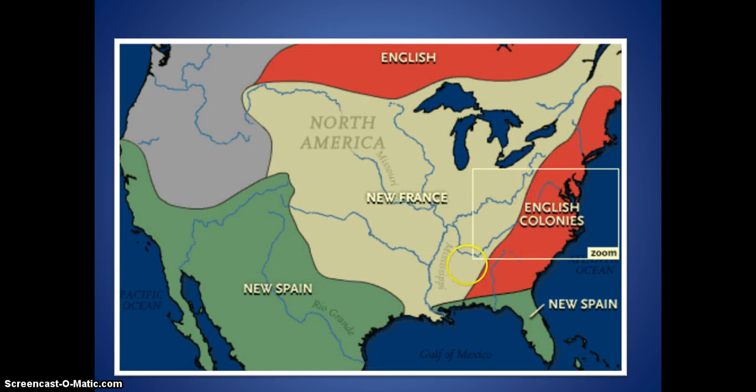Once again, here is our map. This is the Ohio Valley. Here are the British colonies, and here are the French. And there's going to be a war. It's called the French and Indian War.